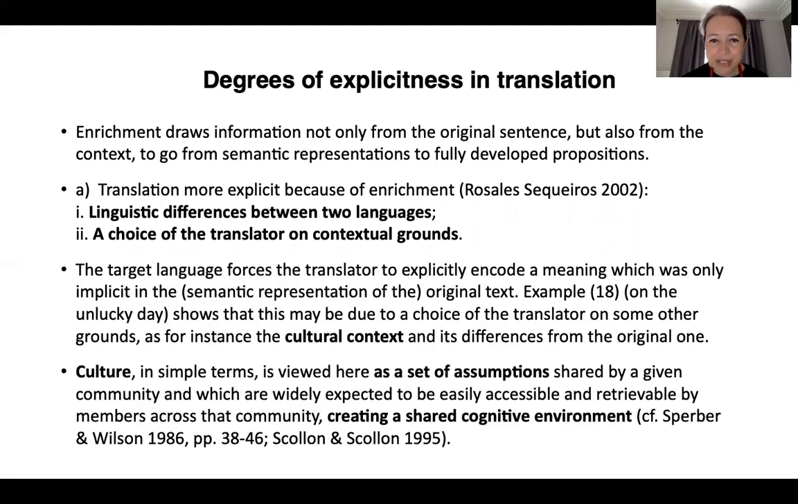The target language may force the translator to explicitly encode a meaning which was only implicit in the semantic representation of the original text. For instance, in example 18, the example on the unlucky day in different languages, that shows that this may be due to a choice of the translator on some other ground, as for instance the cultural context, where we know what the unlucky day is in our language or in another language, and its differences from the original one. Culture in this view is seen as a set of assumptions shared by a given community, which are widely expected to be easily accessible and retrievable by members of that community, creating a shared cognitive environment.